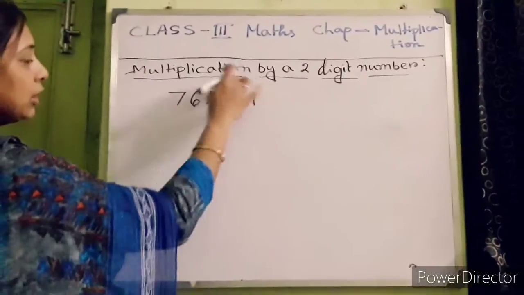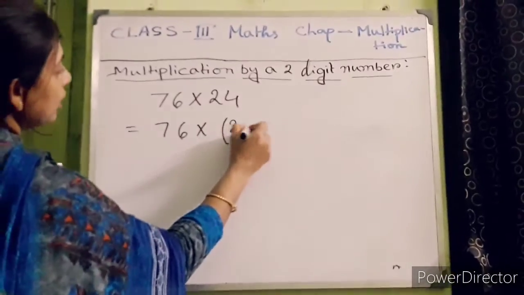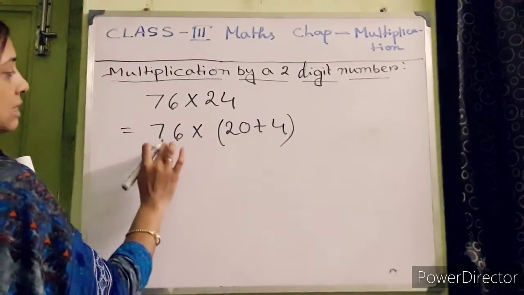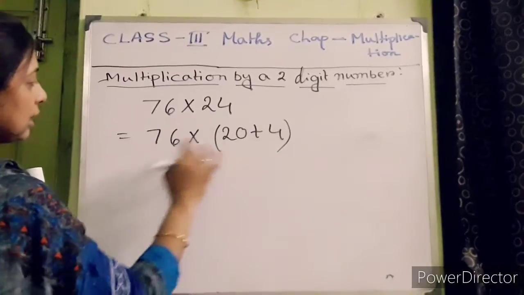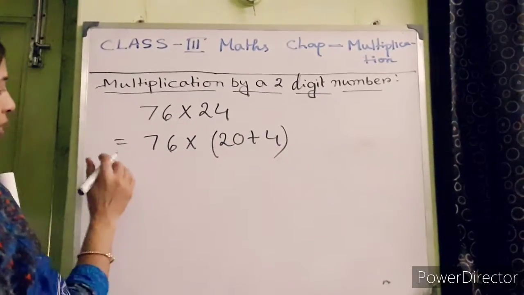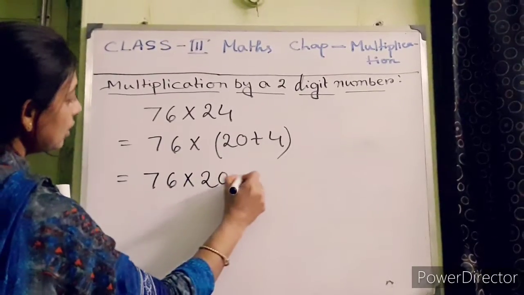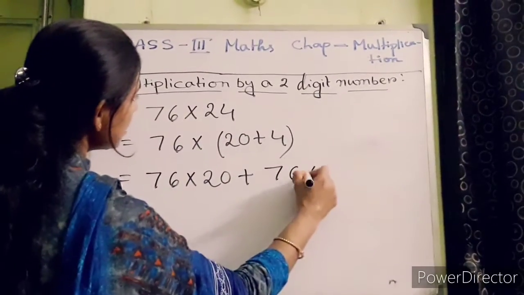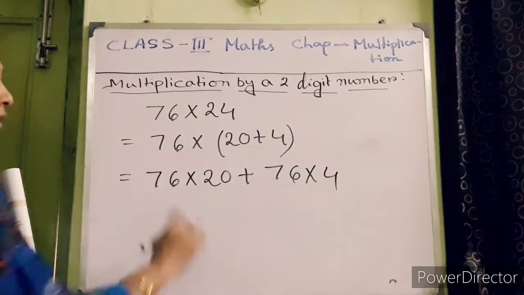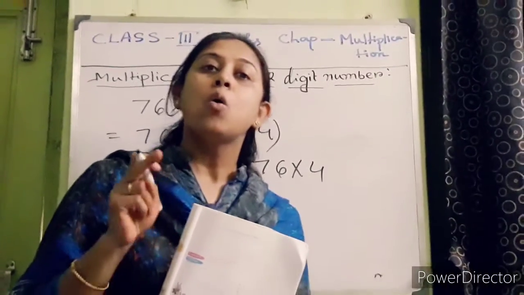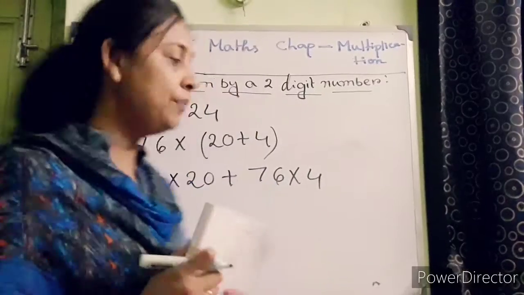First you divide the 24 into 10s plus 1s. Suppose 76 into 20 plus 4. First you multiply 76 into 20, then 76 into 4. So 76 into 20 plus 76 into 4. This is called the distributive property of multiplication over addition. Okay?